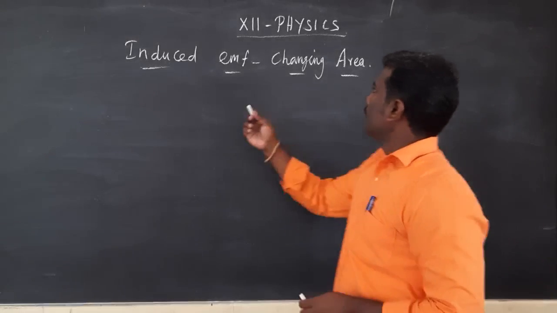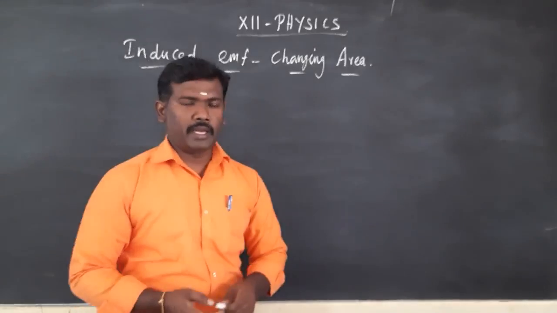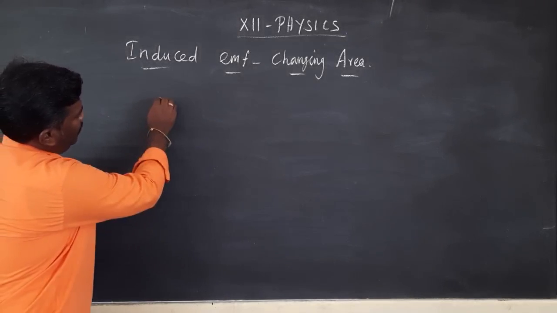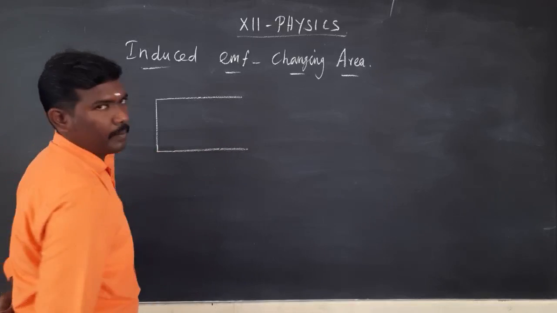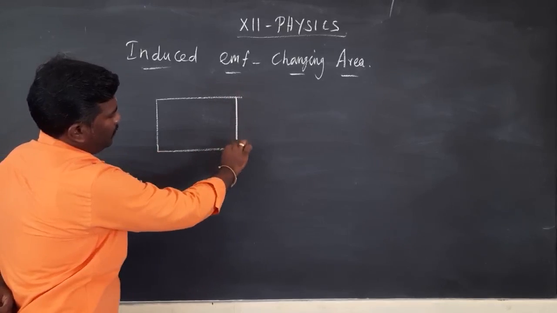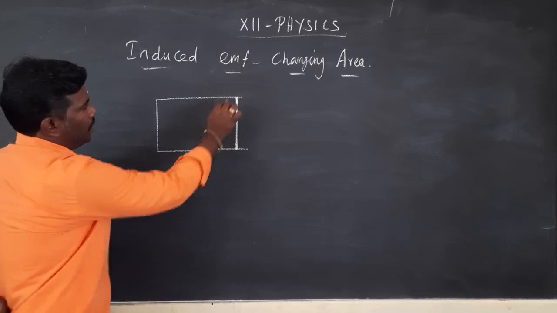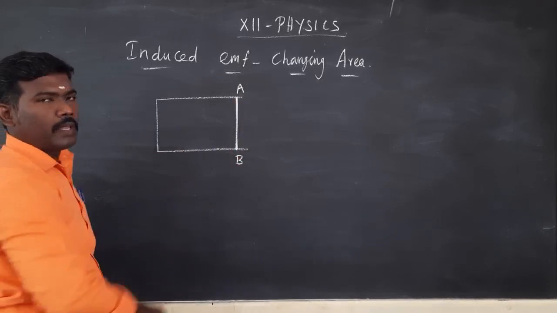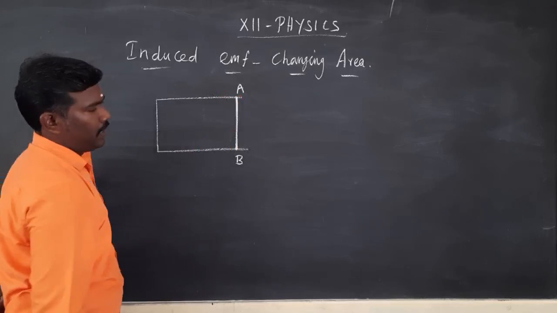Next topic, induced EMF. The production of induced EMF by changing the area enclosed by the coil. For this case, you consider a fixed metal rectangular frame. In this frame, we have one conducting rod AB. The conducting rod can slide over the fixed rectangular frame.